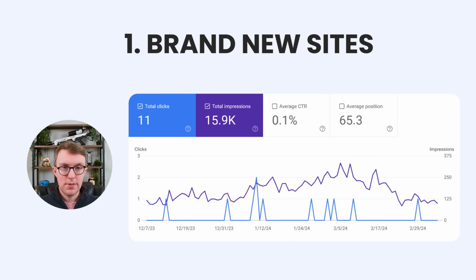Here we have the first category of sites, and that's brand new sites. So this site was created sometime at the beginning of December 2023, I believe, and the data runs through today, which is the end of the first week of March. So as you can see, it's only received 11 clicks during this time. It has a fairly low click-through rate of 0.1%.